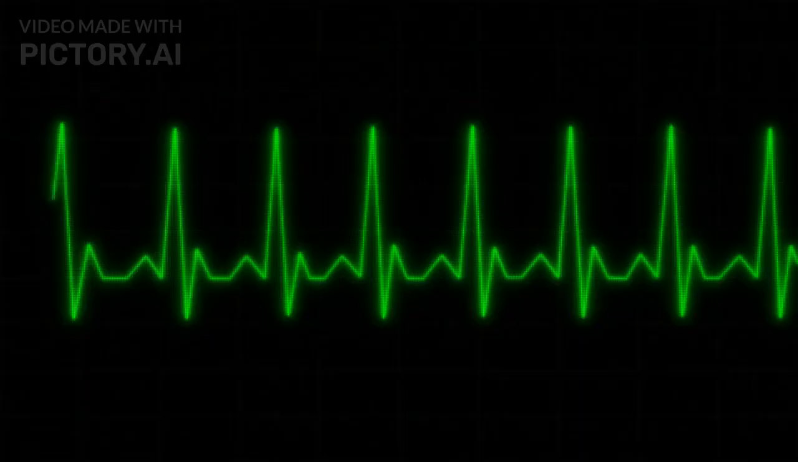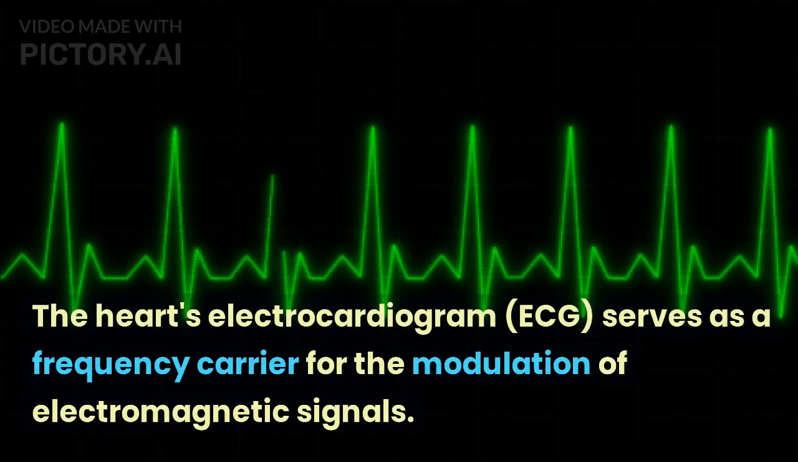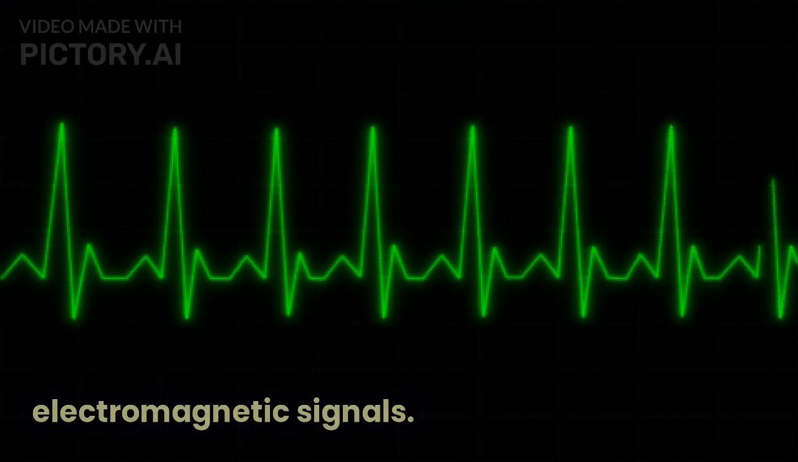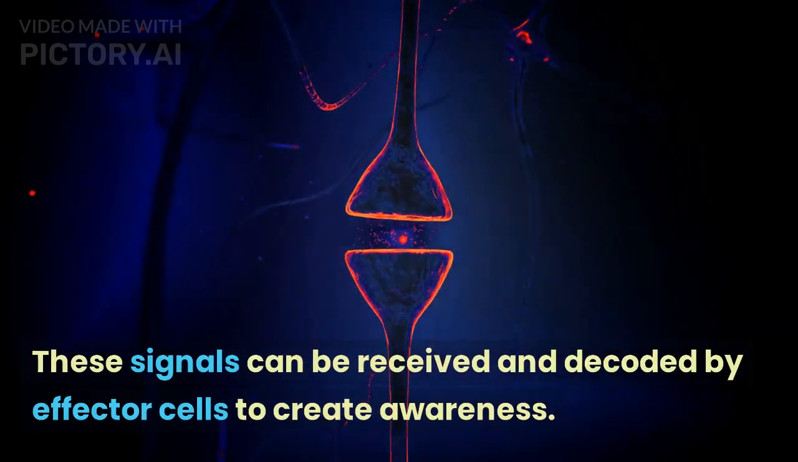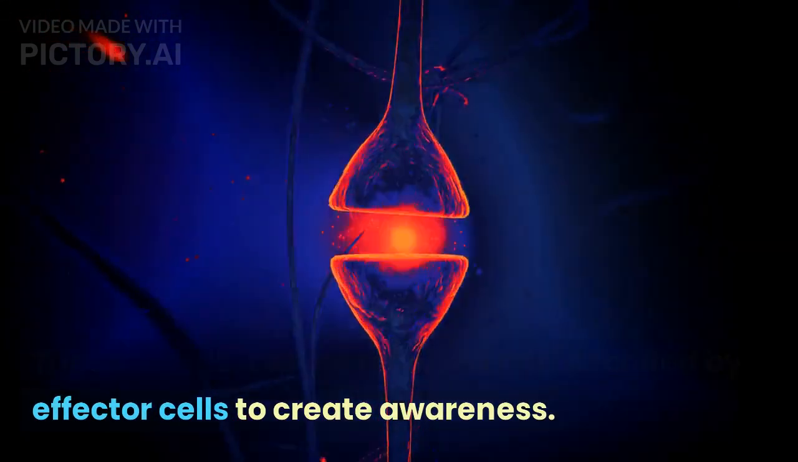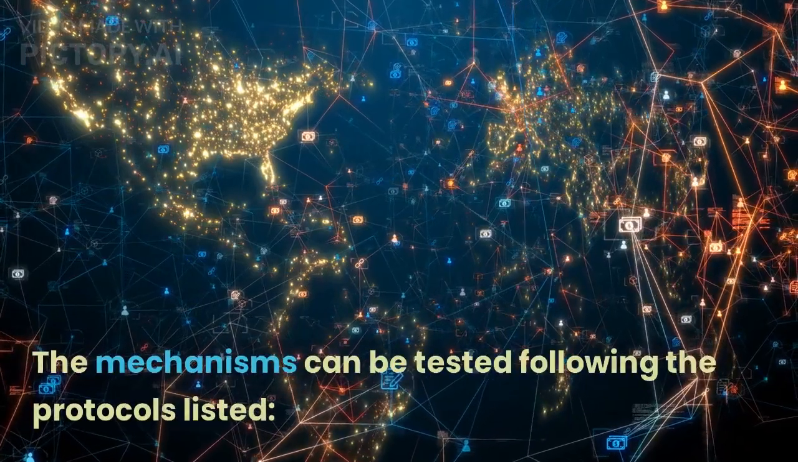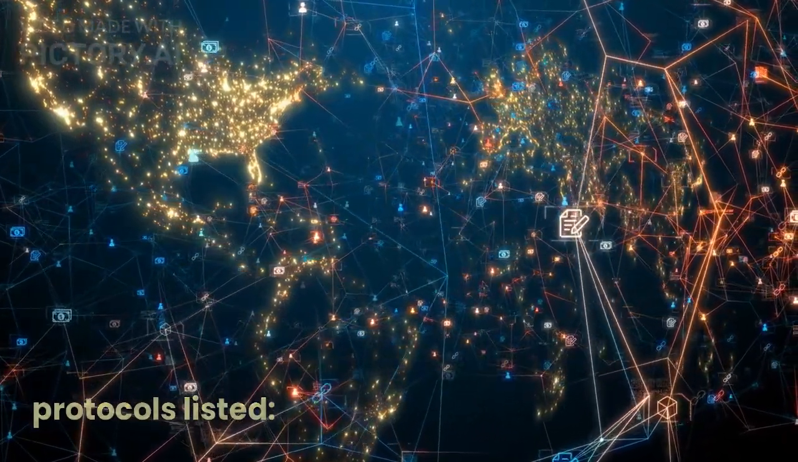Our theory posits that subjective consciousness arises not just from the brain's data, but also from other bodily cells and the environment. The heart's electrocardiogram, ECG, serves as a frequency carrier for the modulation of electromagnetic signals. These signals can be received and decoded by effector cells to create awareness. The mechanisms can be tested following the protocols listed.